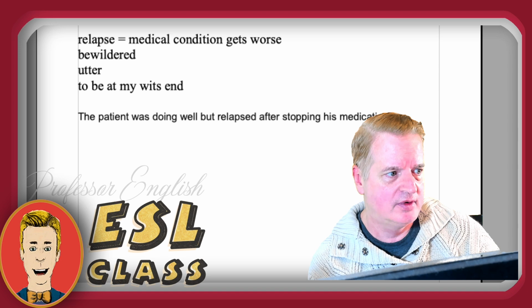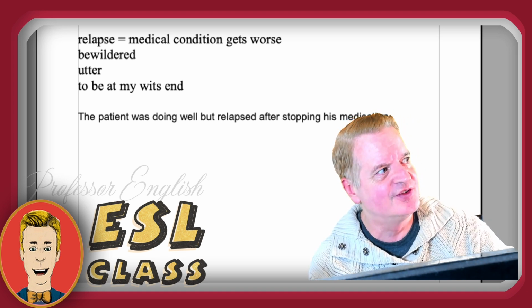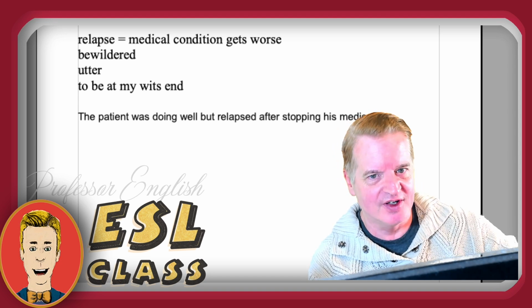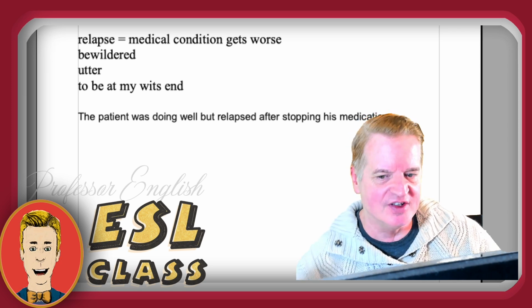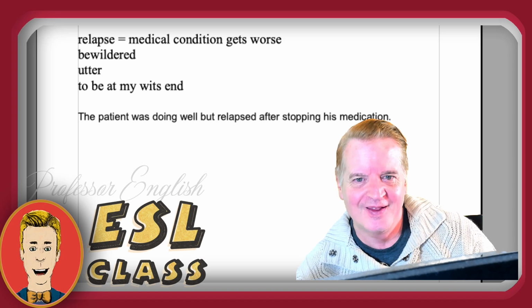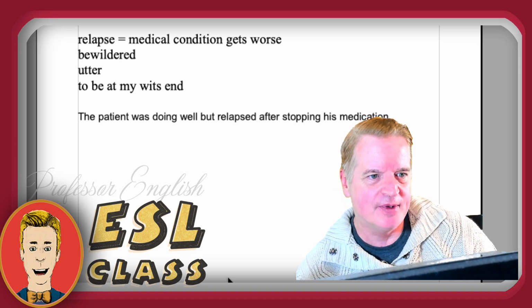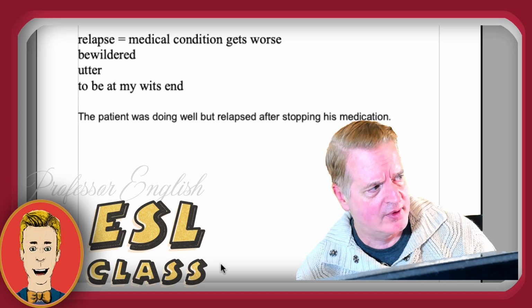See, that's easier, because then you don't have to say "relapsed" ending in a cluster of consonants. Now you can say "relapsed after," because "after" starts with a vowel. You can say "relapsed after," and that's much easier to pronounce. That's how people will say it. The patient was doing well, but relapsed after.